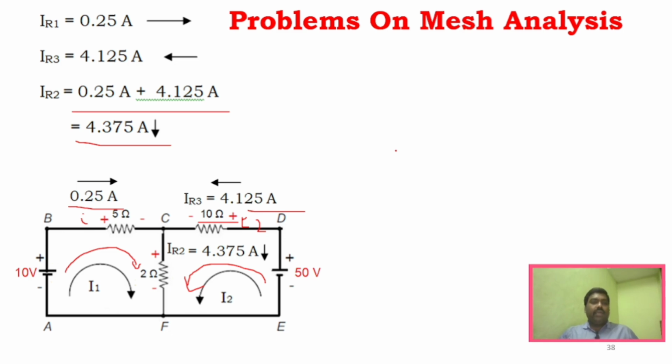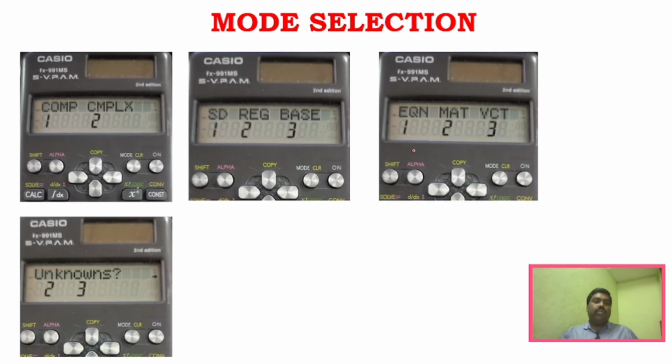Now I'll explain how to solve these equations using a calculator. First, you have to select the equation mode. For that, you press mode. If you press mode the first time, you'll get this screen. Press mode a second time, you'll get this screen, and a third time, you'll get this screen. From this screen, you select one, and you'll get the screen with 2 or 3 unknowns. Here we have to find I1 and I2, only two unknowns, so you will select number 2.